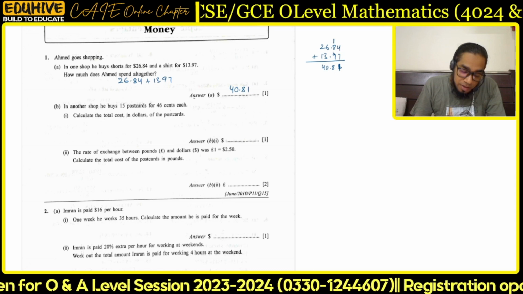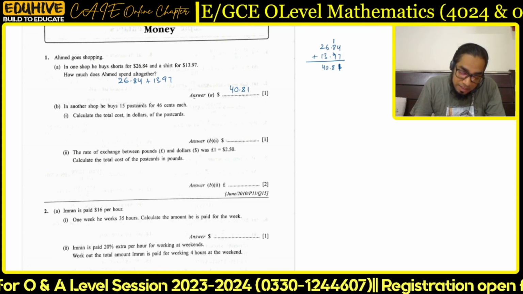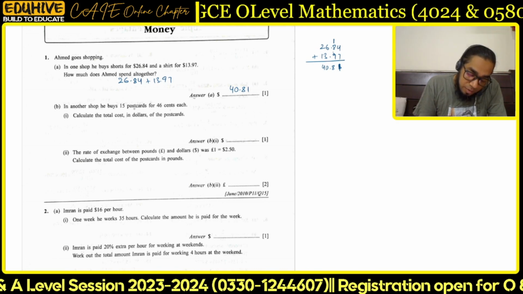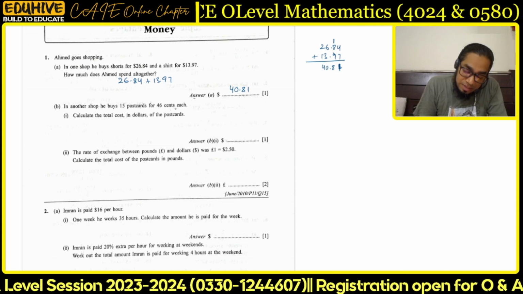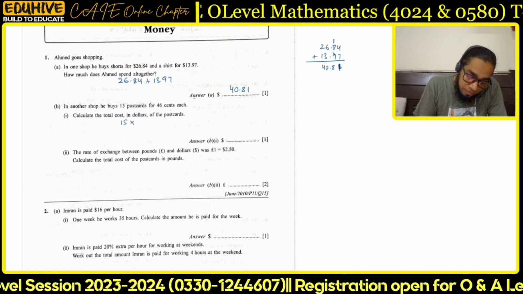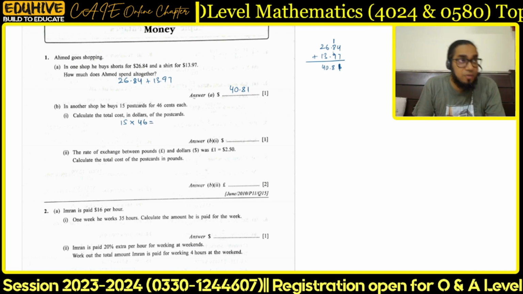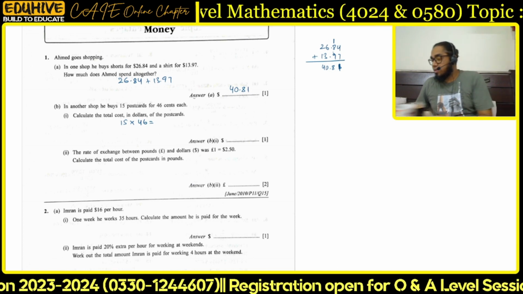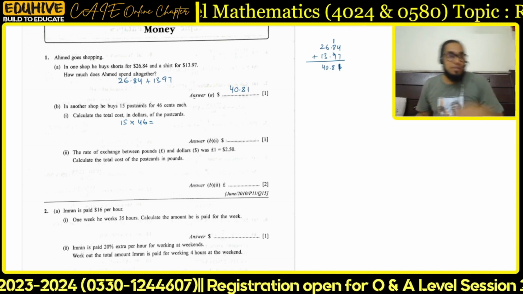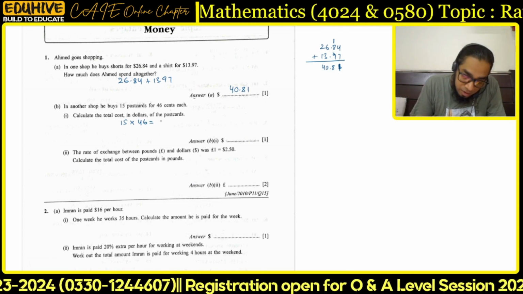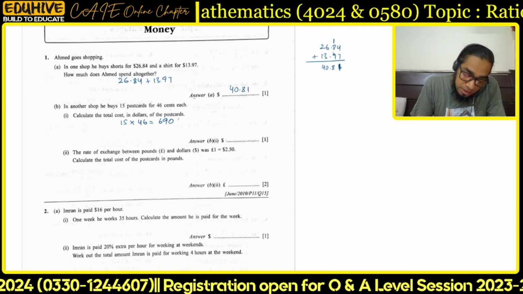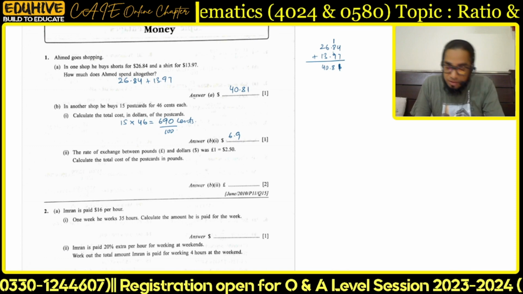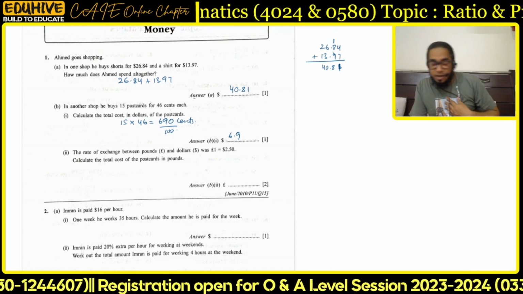In another shop, he buys 15 postcards for 46 cents each. Calculate the total cost in dollars of the postcards. So it means one postcard was costing 46 cents. So I'm going to multiply 15 by 46 in order to get the value in cents over here. So it's going to be 690. Okay, Lamia, 690. So now it's 690 cents, and when I divide it by 100, that's going to be $6.9. Got it? Is that clear to everyone?